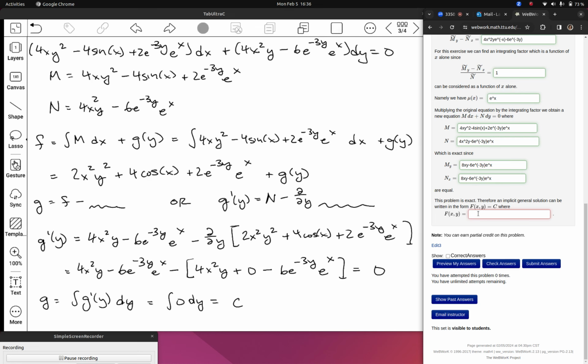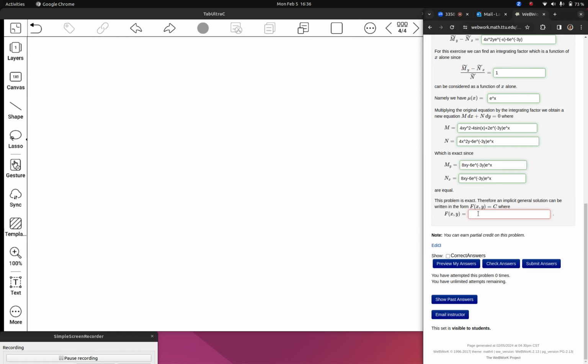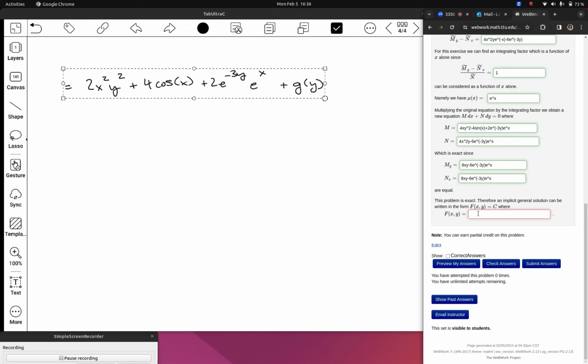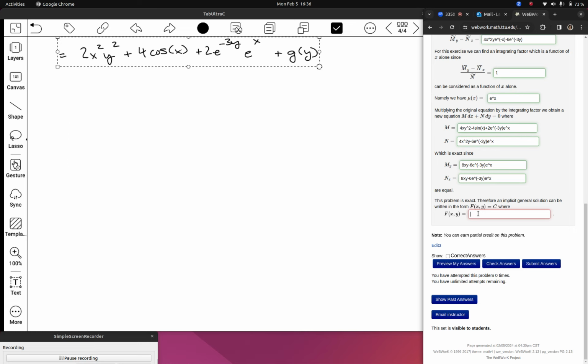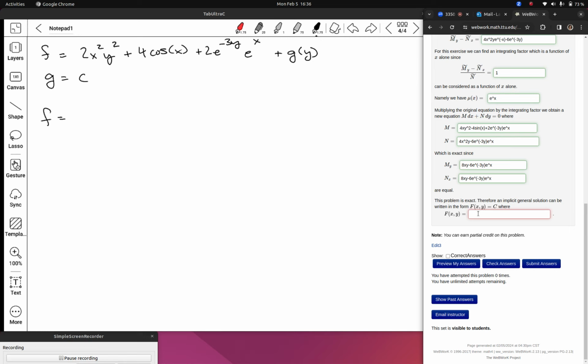So let me grab my f that I had. Oops. Not so good with the lasso right now. Okay, I need to copy that and paste it. So that's my f, and my g is just a constant. So my f is actually 2x squared y squared plus 4 cosine of x plus 2e to minus 3y e to x plus c.